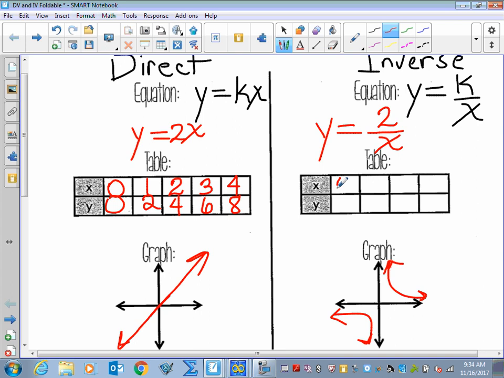If you go to your table, and you go to where x is 0, what do you see? It says error. That means there will never be a point at the origin. So these 2 graphs will never touch 0, 0, which is definitely opposite from direct variation, because direct variation always passes through 0, 0.